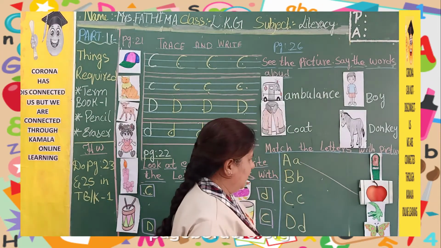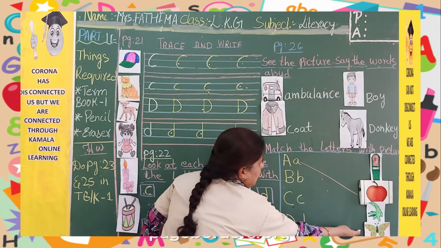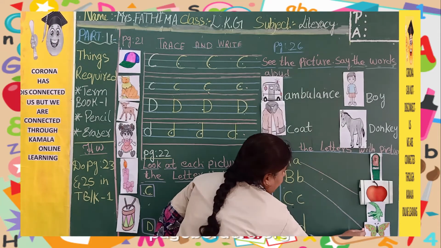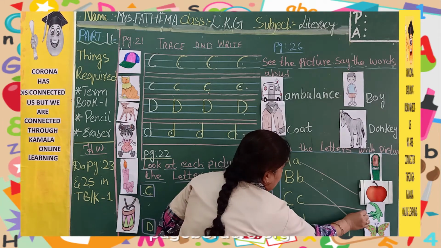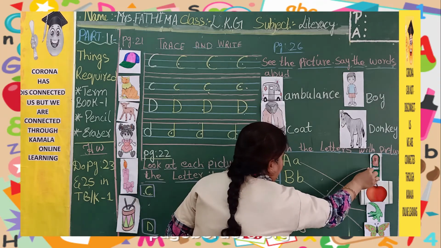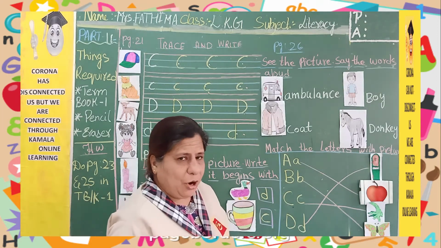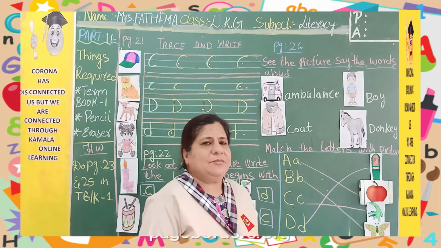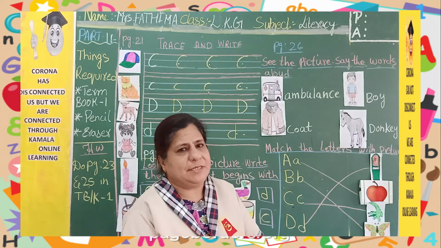B for what is this, children? What is this? B for butterfly. Match the butterfly. C for crocodile. D for door. D for door. Okay, children? I hope you all have completed. Parents, if they are unable to complete, take the screenshot and make them to complete this.